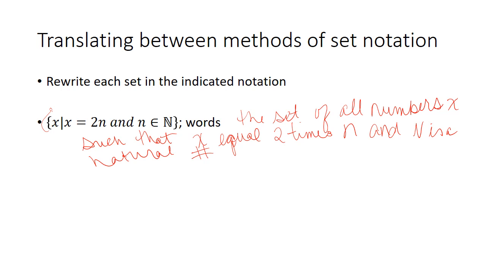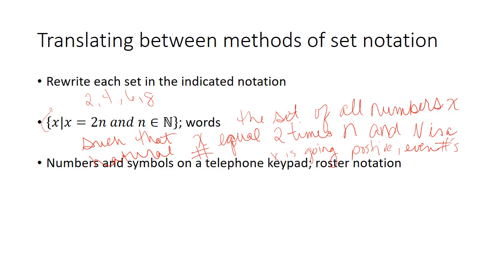Let's say n was 3. If n is 3, then x is 6. I skipped one. If n is 2, x would be 4. So that would be a 2, a 4, a 6. Let's say n is 4, then our x would be an 8. Do you see a pattern emerging? So this indicates that all of our numbers, that our x is going to be positive even numbers.